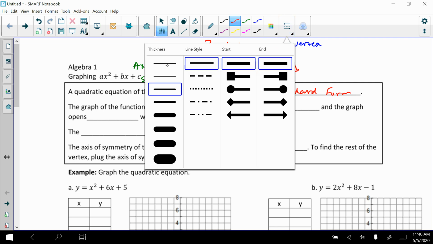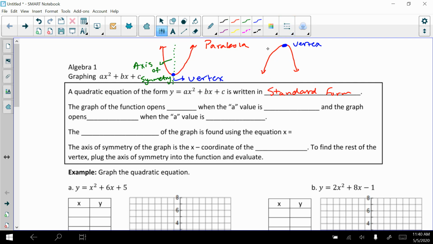So let's talk about standard form in a little bit more detail and kind of the intricacies of it. The graph of the function in standard form opens up when the a value is positive. So what does that mean? If the leading coefficient, the a value in your function, the very first number, if that's positive, meaning there's no negative sign in front, that means your graph opens up, like this drawing right here. Okay, it's opening up. So if the a value is positive, that means we open up.